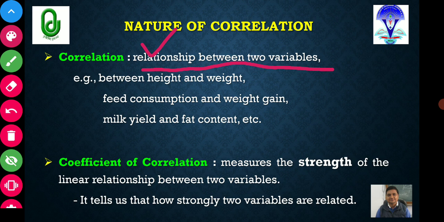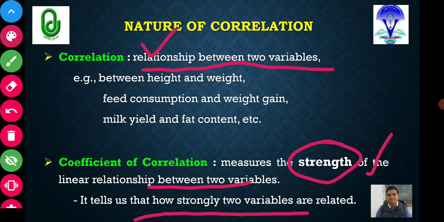Whereas the coefficient of correlation measures the strength of linear relationship between the two variables. With the help of the coefficient of correlation, we may say how much these two variables are related. What is the strength of relation? Suppose your assumption is that if milk yield is increasing, fat content will decrease. But if there is a 1 unit increase in milk yield, how much will the fat content decrease? That will be determined with the help of the coefficient of correlation. So it tells us how strongly two variables are related. That means the coefficient of correlation measures the strength of linear relationship between the two variables.